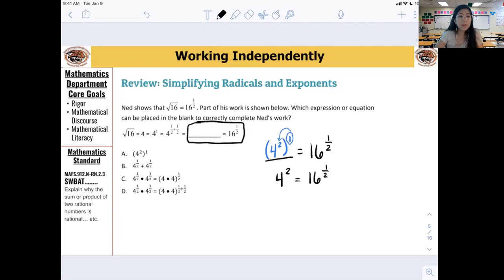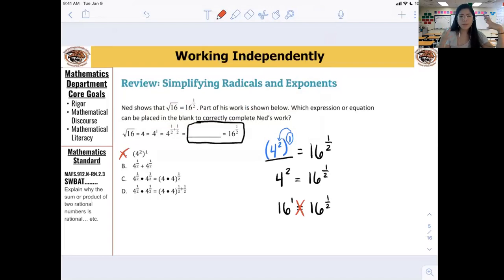What is 4 squared? We know what that is. 16. Well, 16 on its own has an exponent of 1. We know that. So do these match? Is 16 to the power of 1 the same as 16 to the power of 1/2? No, they don't match. So A is out the window.